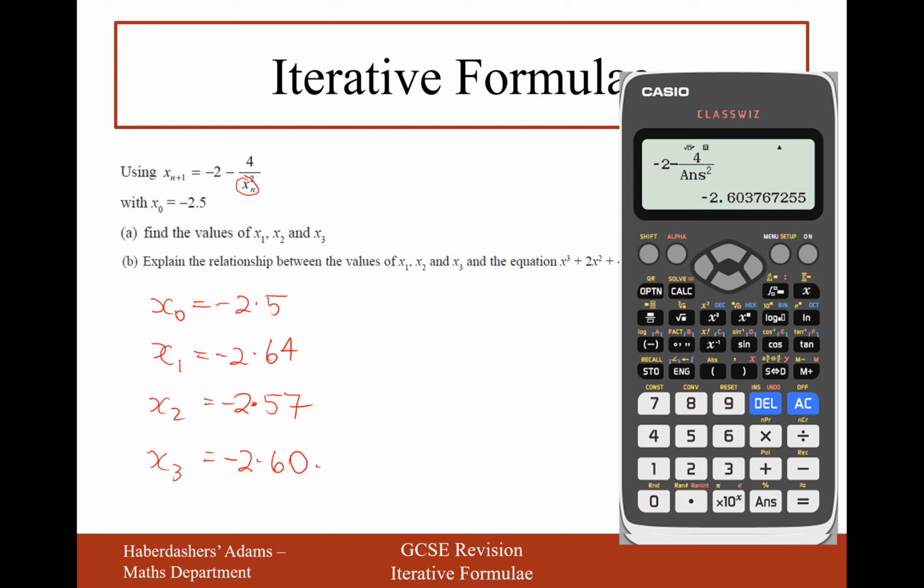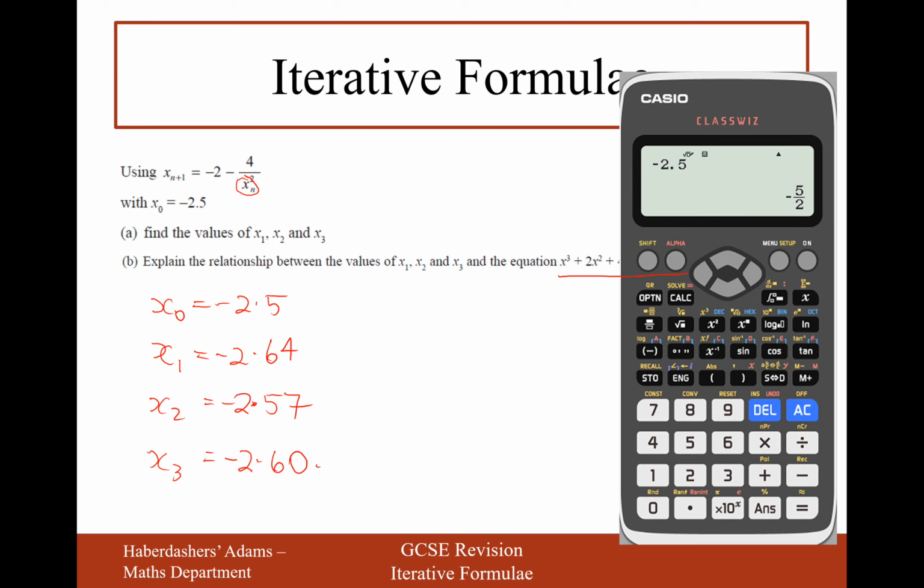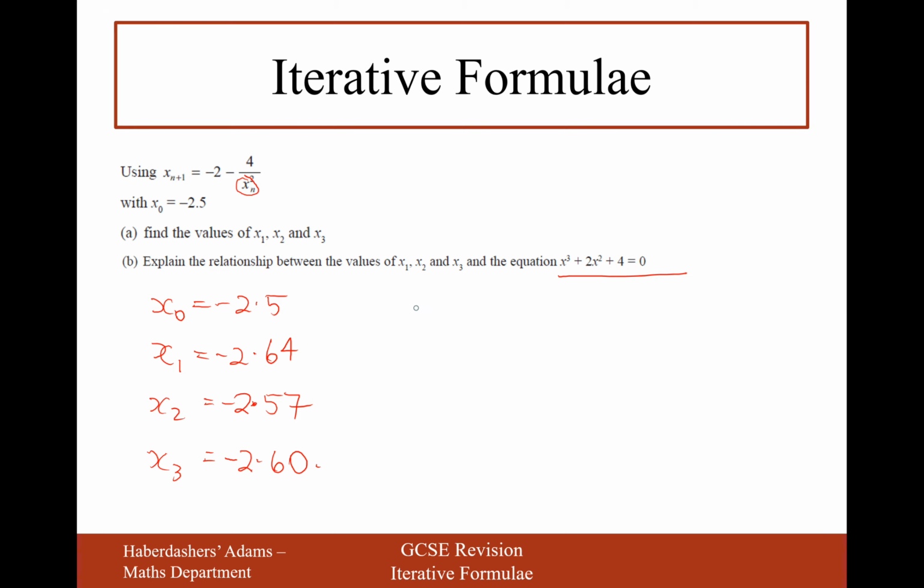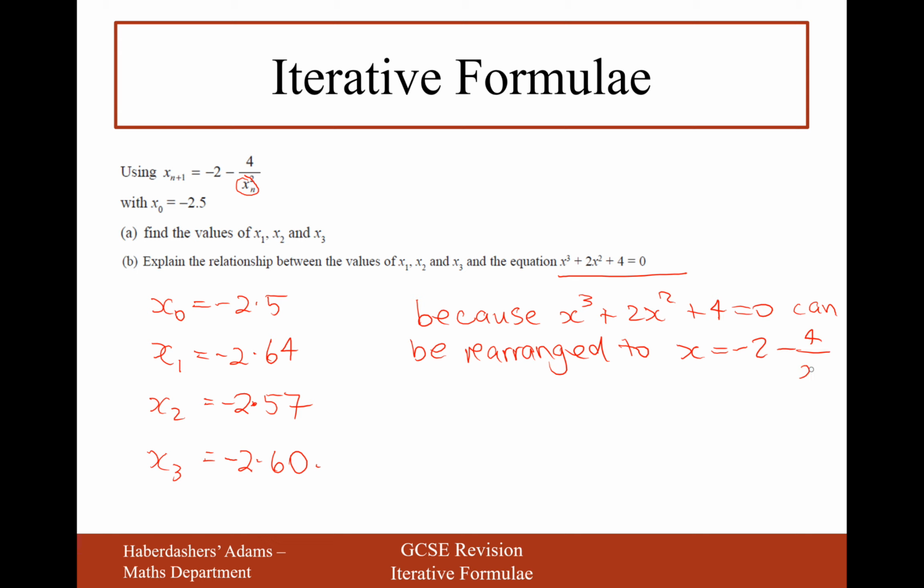So what's happening here in part B, explain the relationship between x1, x2 and x3 to this equation here. Well, because this equation here, if I just go back up, we can see what it is, x cubed plus 2x squared plus 4 equals 0 can be rearranged. We won't need to do it, we just need to explain. Can be rearranged to x equals minus 2 minus 4 over x squared, and that's the iterative equation that we've used. That's where I've got it from.